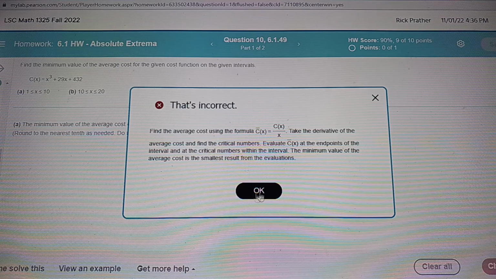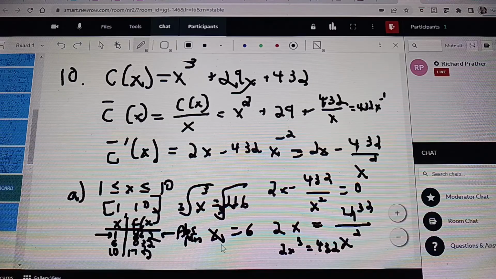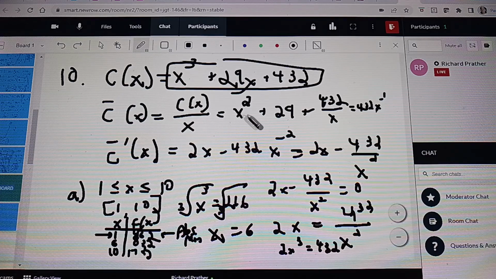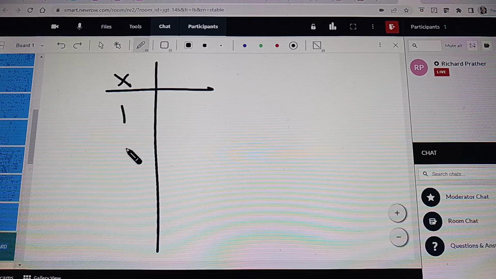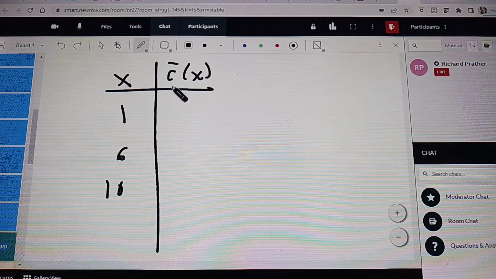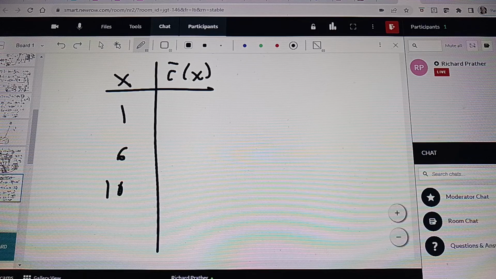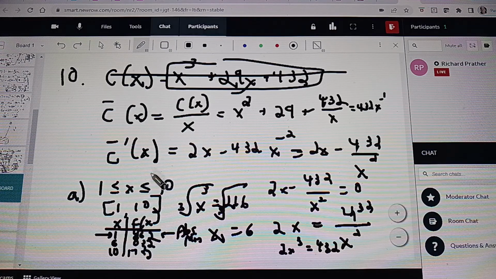The endpoints. Oh, I plugged it in the wrong one. Okay, I know what I did wrong. I plugged them back into this, but once we found the average cost, we didn't need this function anymore. So scratch that idea. Let me start again. 1, 6, and 10. I'm supposed to be plugging them into this. I should maybe write it this way so I don't mess up. C prime of x is where you're plugging them into. So right here is what I need to plug them into.